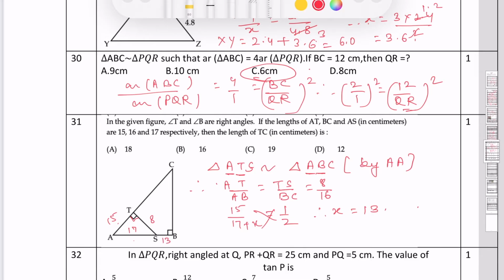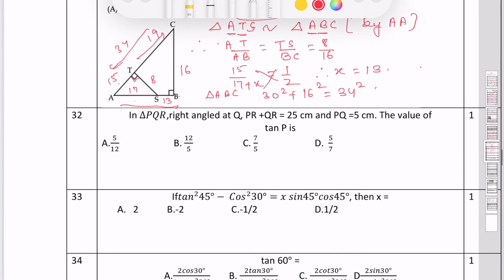Now if you take the complete right angle triangle ABC, it is 30 square plus BC is 16, so 16 square, we are getting 34 square. That means this complete distance is 34. That means TC will be 19. C will be the correct option.